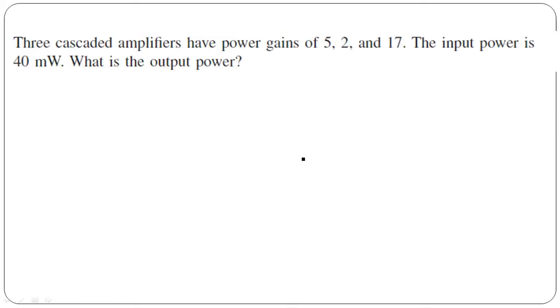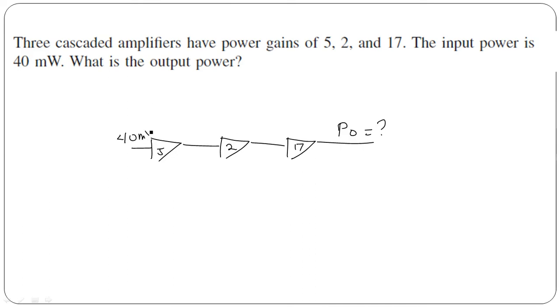So, let's have an example. 3 cascaded amplifiers have power gains of 5, 2, and 17. The input power is 40 milliwatts. What is the output power? So, madali lang to. So, drawing ako dito ng tatlong amplifier. Tinatanong is what is the output power? So, mayroong power gain of 5, 2, tsaka 17 sa third stage. So, ang input power daw ay 40 milliwatts. So, what is the output power?